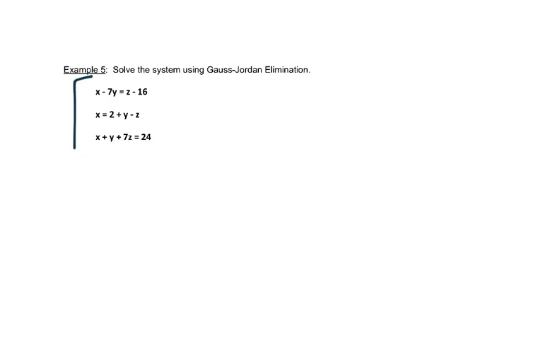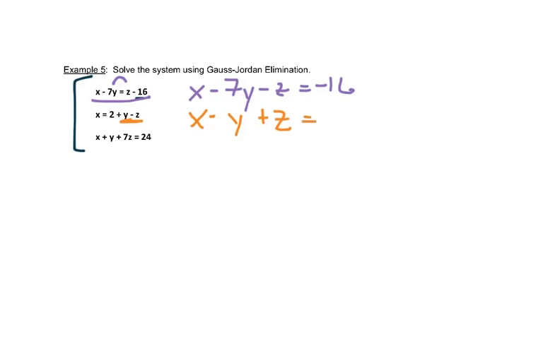We'll do another one, but we'll notice that these first two equations aren't in the right format. We need to move the z to the other side first. So we'll subtract z, and we get x minus 7y minus z equals negative 16. Here we need to move the y and the z. So we have x, we subtract y, and then we add z equals 2. And the last equation is in the right format, so we'll just copy it. So this is our system of equations.